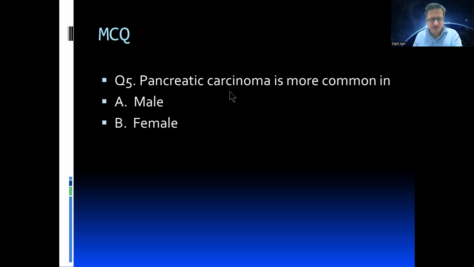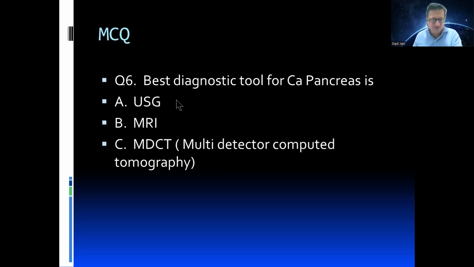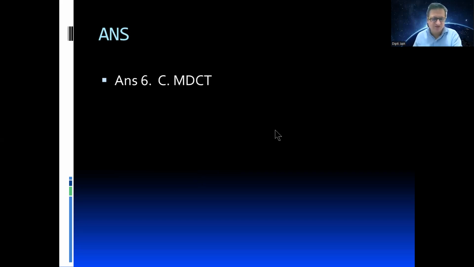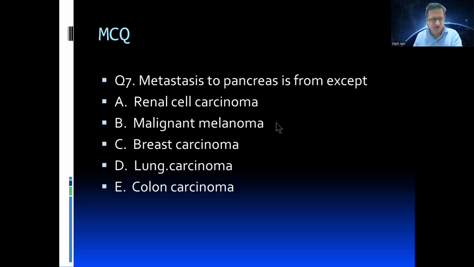Pancreatic carcinoma is more common in male or female? So we already discussed that it's more common in the male with 2:1 ratio. You can remember that males smoke more, so they get this pancreatic carcinoma more. Best diagnostic tool for the carcinoma pancreas is USG, MRI, or MDCT, or multi-detector computed tomography. So answer is MDCT is the best diagnostic test for the CA pancreas.